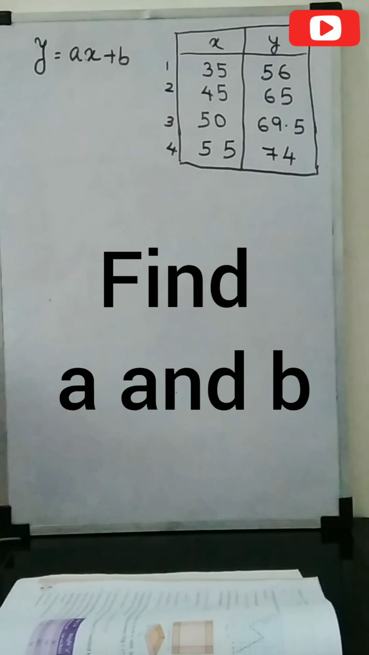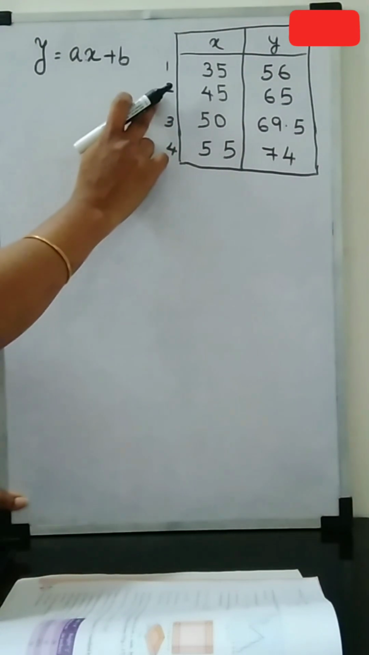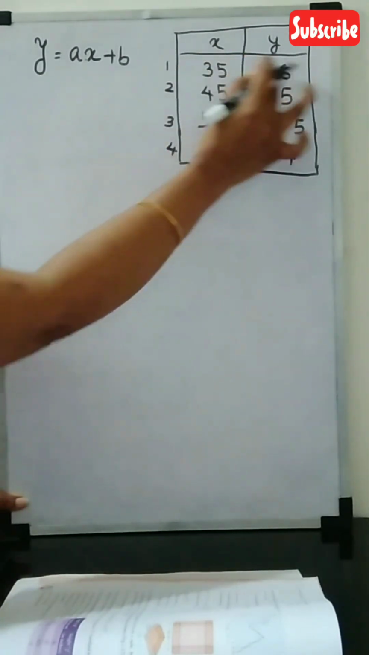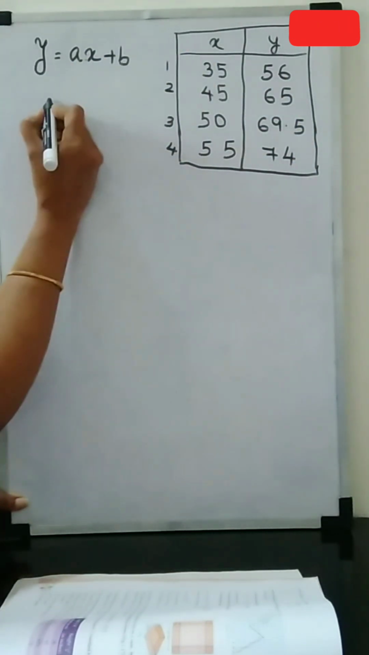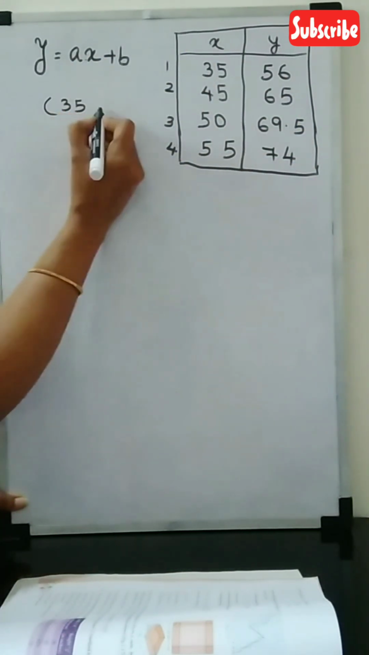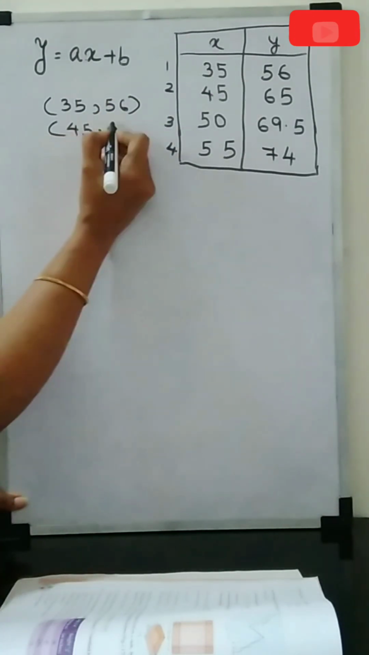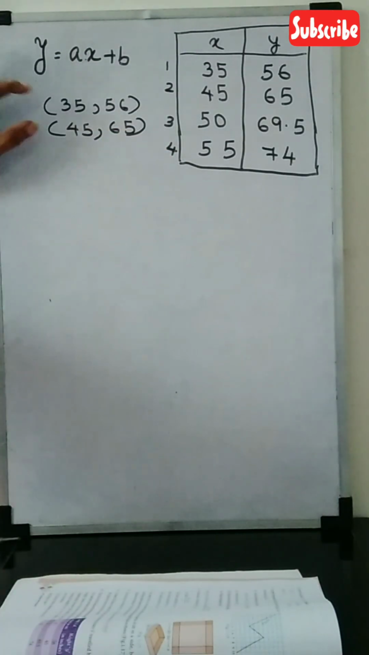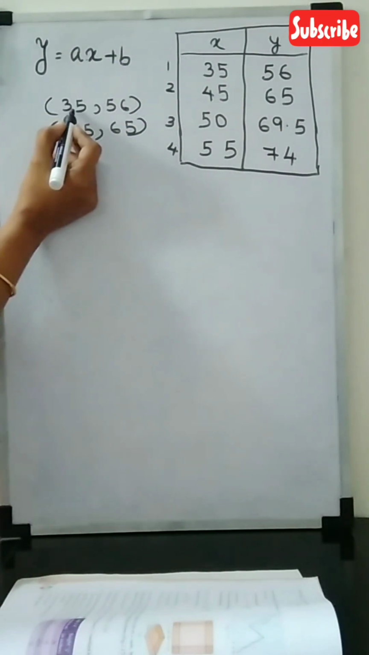So next, what do we need to find? We need to find a and b. How do we find them? First, let us consider these two values: the first person's hand length and height, and the second person's hand length and height. The first ordered pair is 35 and 56. The next one is 45 and 65. In the ordered pair, this is x and this is y.